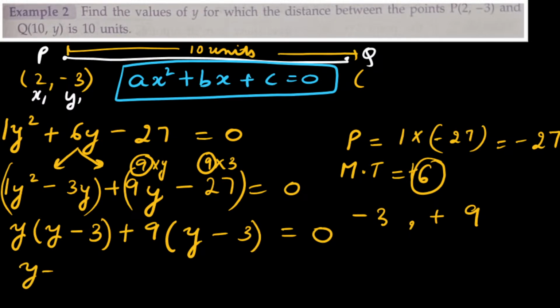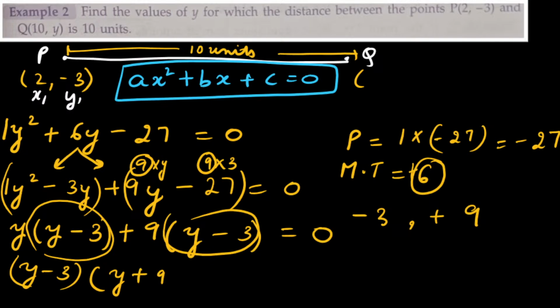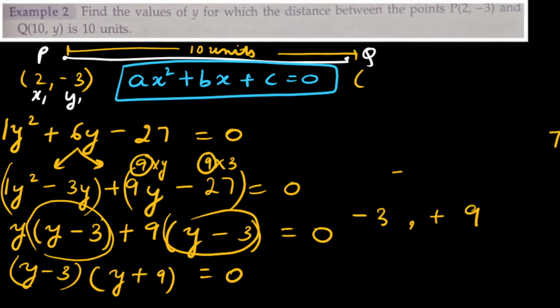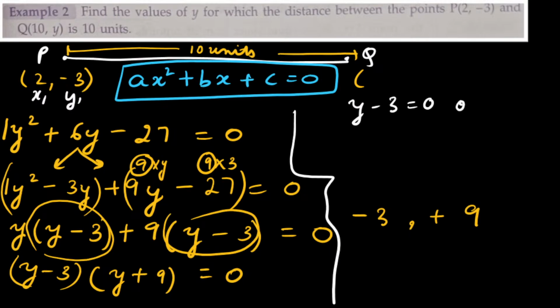Now y minus 3 is again a common factor. This we can write out. Then y plus 9 is left. So it's equal to 0. So two values of y we can get now. y minus 3 is equal to 0 we can write, or y plus 9 is equal to 0. So y is equal to plus 3 or y is equal to minus 9 is the answer.